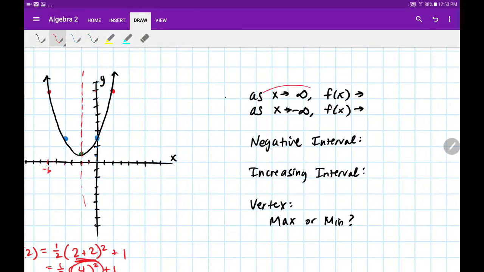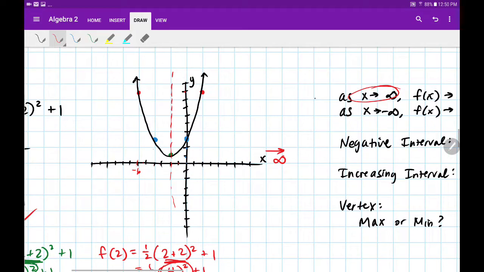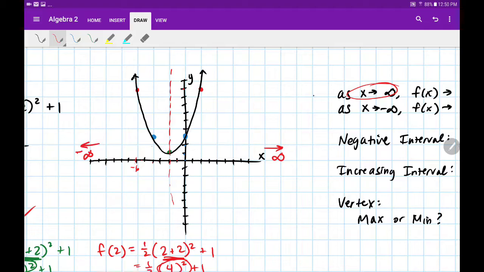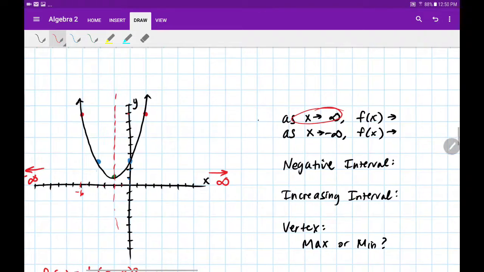As x approaches infinity, now remember, this is where x is infinity, it's all the way to the right. This is where x is negative infinity, that's all the way to the left. So when we say x approaches infinity, you should be focused on the rightmost arrow of the graph. On the right side, my graph's height is going up forever. So I'm going to say, yeah, it's approaching positive infinity on the y.